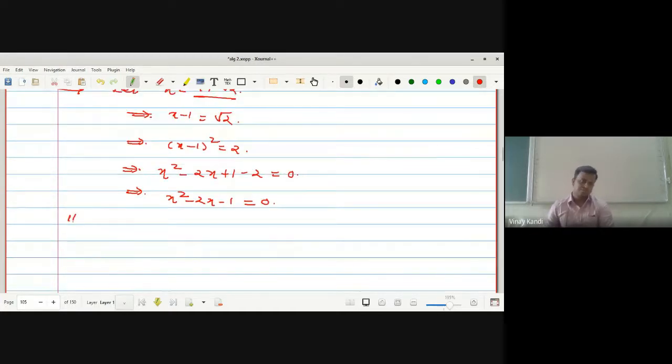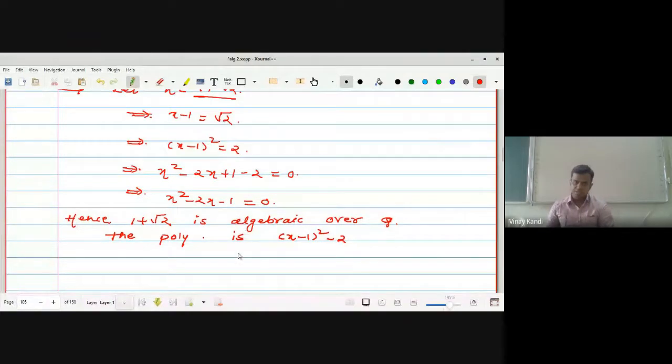Hence 1 plus root 2 is algebraic over Q, and the polynomial is (x minus 1) whole square minus 2, that is x square minus 2x minus 1. Any doubt? No, sir. Okay, now solve it.